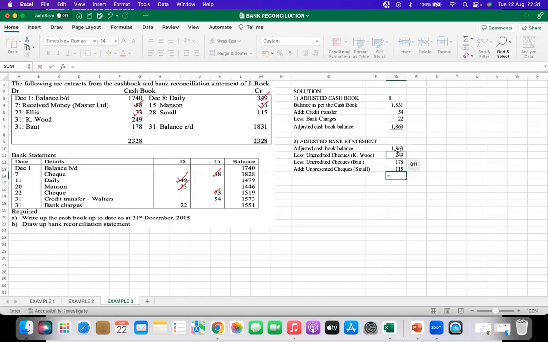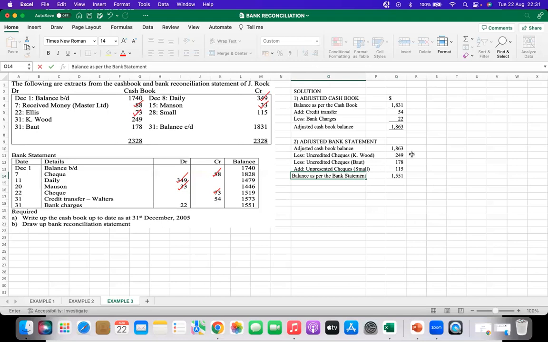So let's get the answer. 1863, you less 249, you less 178, and then you add 115. What it gives you is the balance as per the bank statement.